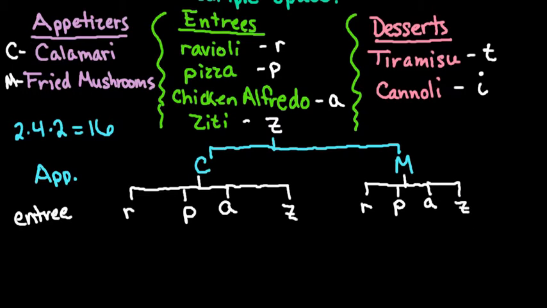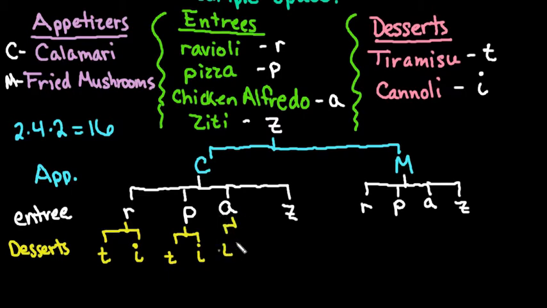Then each of these is going to branch into the desserts. Depending upon what we got on the first ones are the combinations that we can have. I could have got calamari with ravioli, and then I can get tiramisu or the cannoli. Or calamari with the pizza, and then tiramisu or cannoli. Or calamari with the Alfredo, and then tiramisu or cannoli. Or calamari with the ziti and then tiramisu or cannoli.